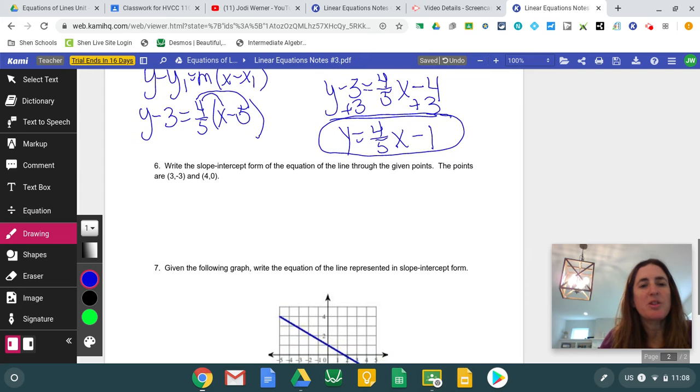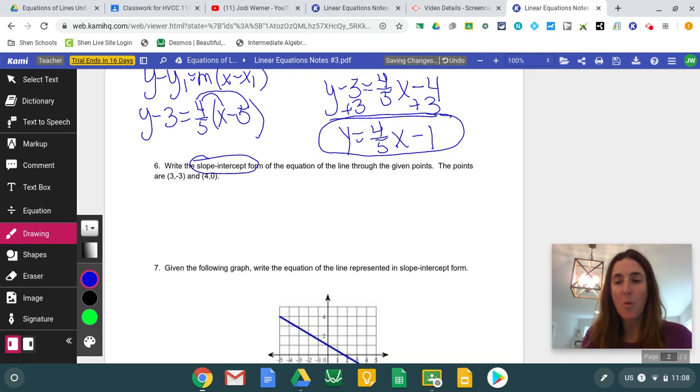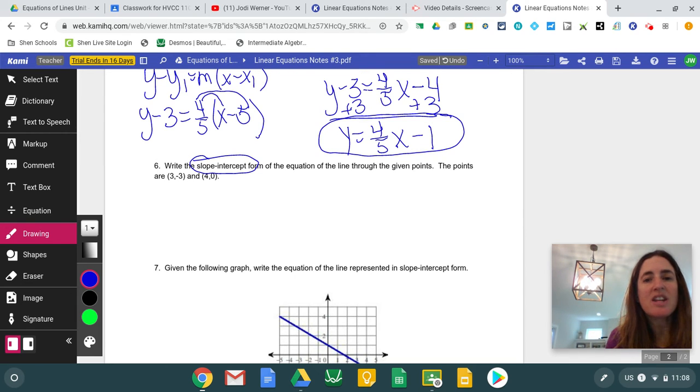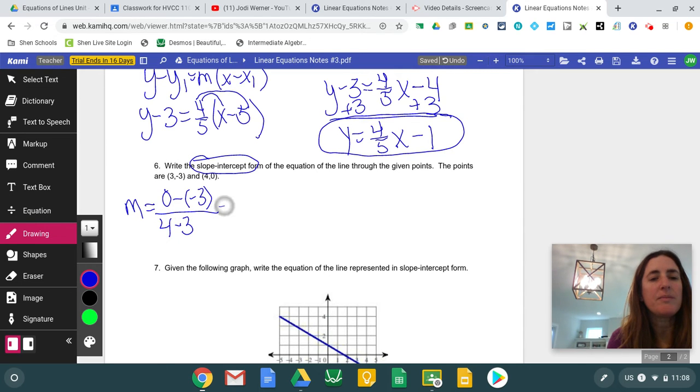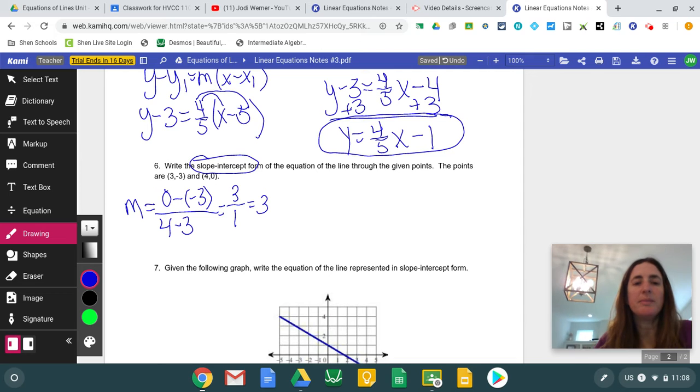Okay, not so bad. This says write the slope-intercept form. So again, we need one of those y equals mx plus b equations. And it's going through these 2 points. Oh, shoot. So no matter what, I need to find the m value, which is the slope. So I'm going to slope it up. I got x1, y1, x2, y2. I'm going to fill those in. So I'm going to go 0 minus -3, and then 4 minus 3. Minus a negative turns that into a positive, and there's a 1 on the bottom there. So this slope is 3.